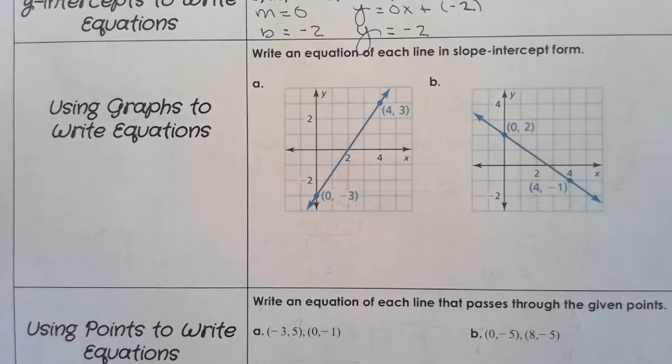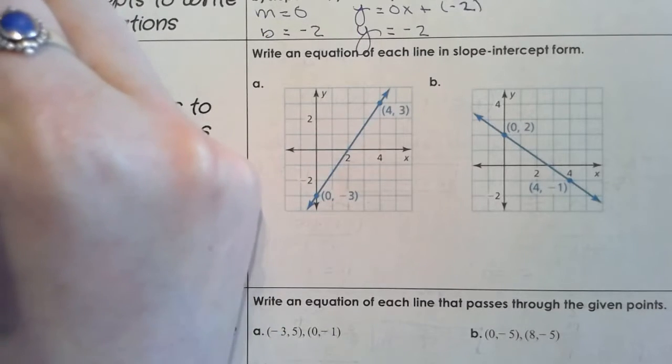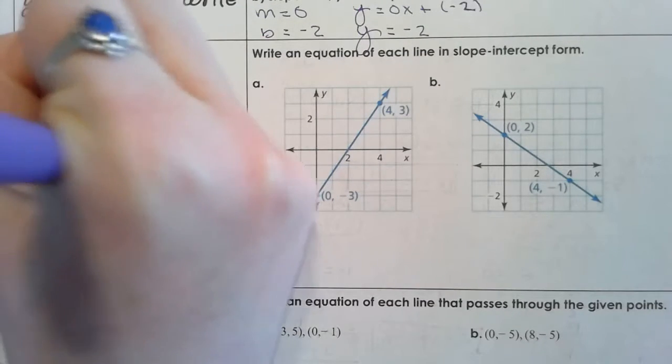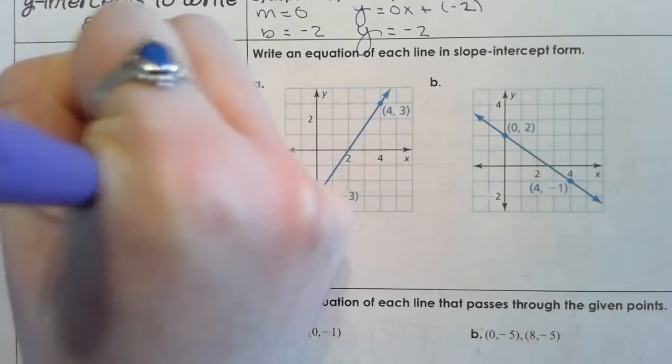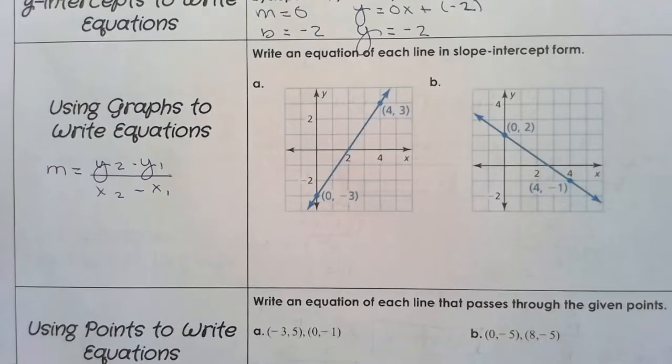We can write equations using graphs as well. So then really quick before we do that, I know already that we're going to have to find a slope and our y-intercept. And if we're just given 2 points, we can find our slope. And so this equation again is m equals y2 minus y1 over x2 minus x1.